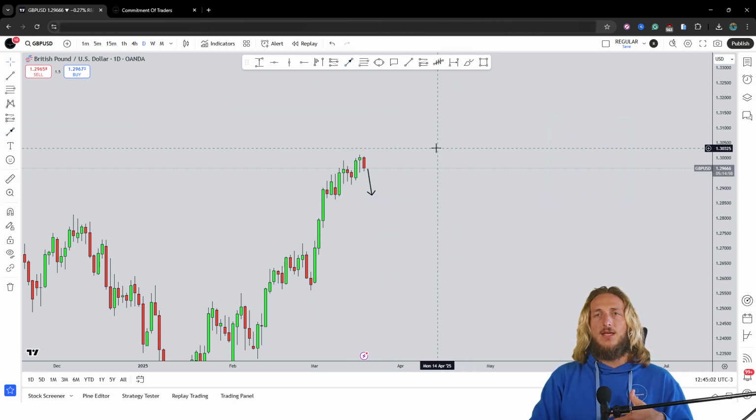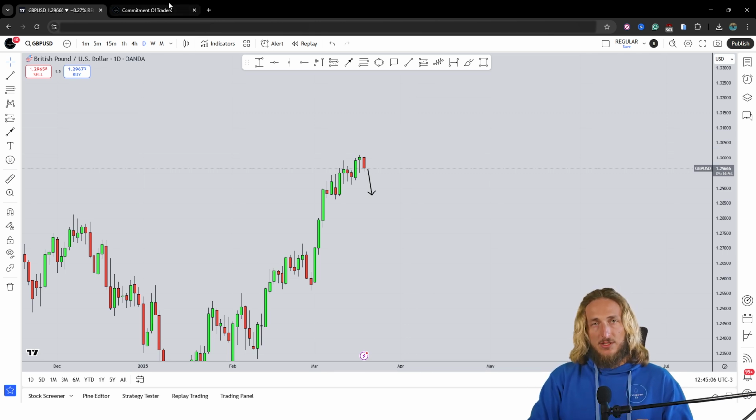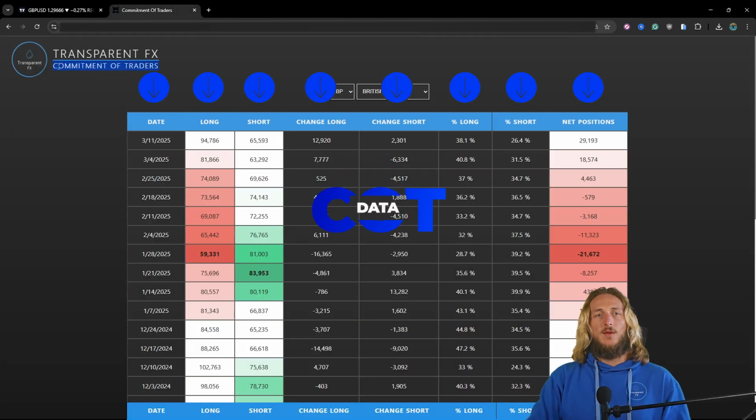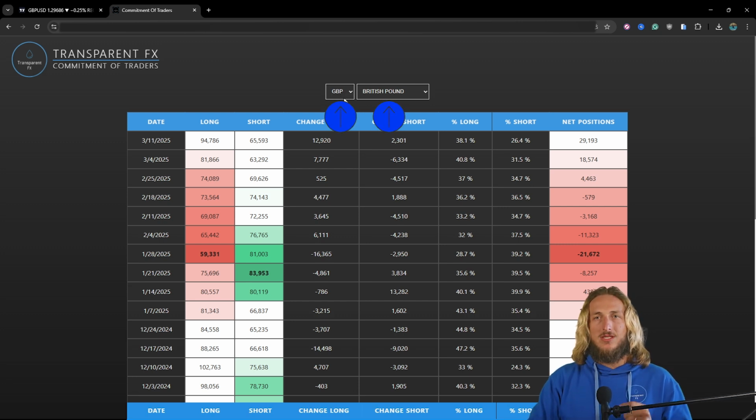Well, before we dig into more details into what we have here from a technical perspective, first let's go and see what we have when it comes to the commitment of traders, so what the big players in the market are doing. The first thing to keep in mind is that if we are looking at the data for the GBP, we're actually already looking at GBPUSD because all currencies on the spot are traded against the USD.